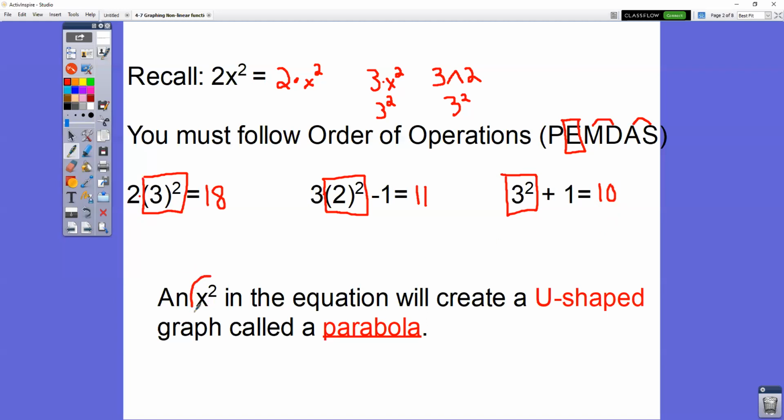Again, remember, an x squared in the equation will create a U-shaped graph. That U-shaped graph is called a parabola. You'll be dealing with a lot more parabolas in 9th grade math. But for today, you just need to know that you are going to get a U-shaped graph whenever you have an x squared. None of the graphs that you graph today should be a straight line. If you get a straight line, you did something very wrong. It should be a nice U shape or a nice V-shaped graph today.